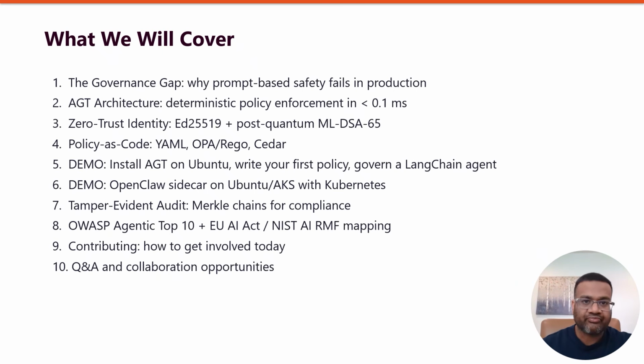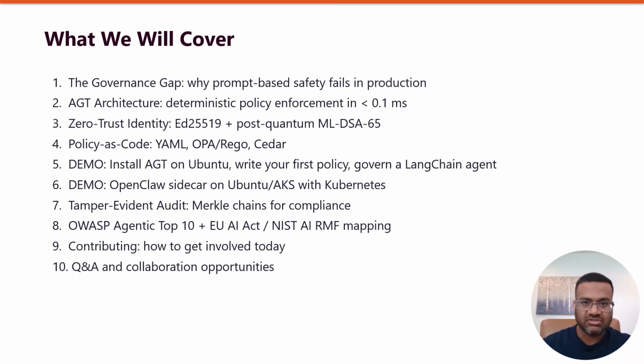Let's get into it. Here's our roadmap for the next 25 minutes. We'll start with the why, the governance gap. I'll show you real numbers from red team testing that proves prompt-based safety is not enough. Then we go deep into the how: the architecture, identity, policy engines, audit systems.